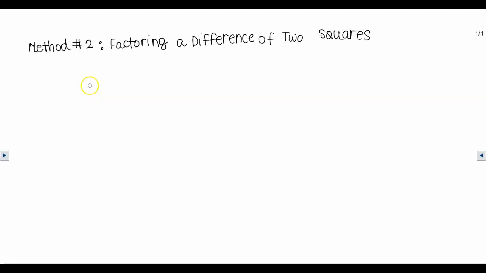So let's talk about how you're going to recognize that. To recognize a difference of two squares, these are the things that you need to be on the lookout for. First of all, does it have subtraction?